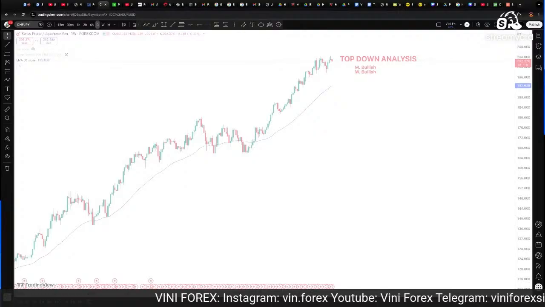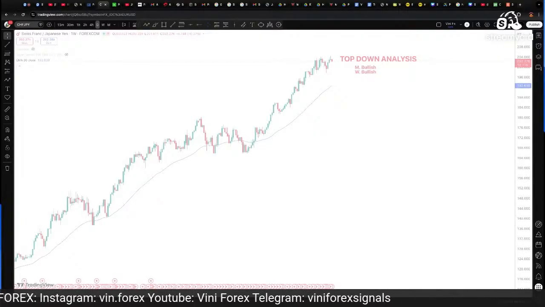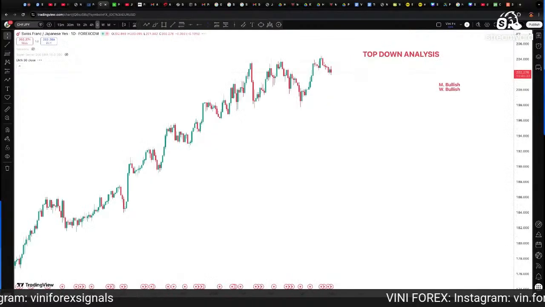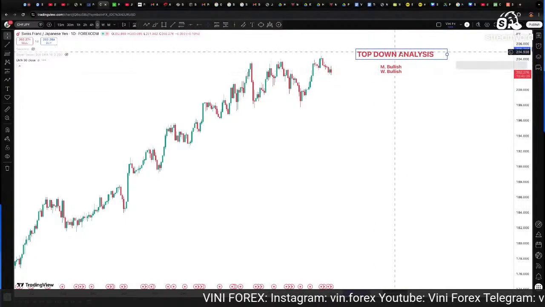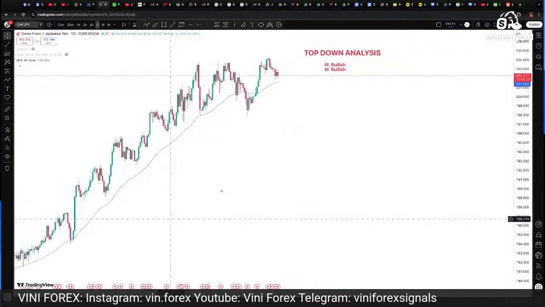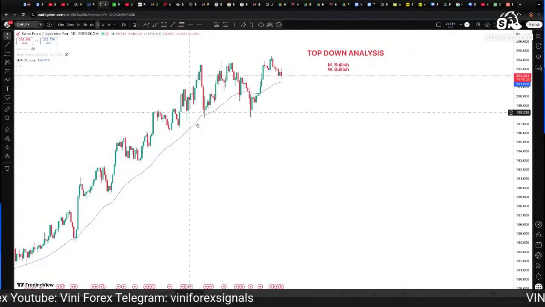The daily is still loading. I want this class to be maybe 30 or 40 minutes max. Okay, the daily has loaded. We are now on the daily. We have done the weekly. The monthly is bullish, the weekly is bullish. So now we're on the daily.